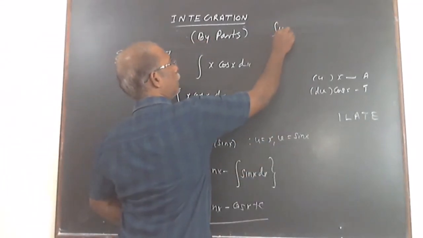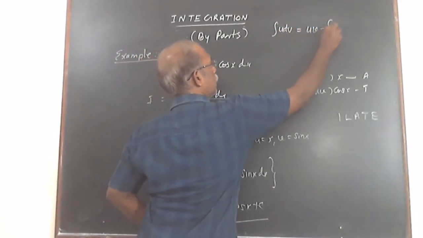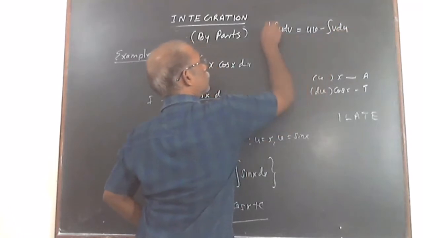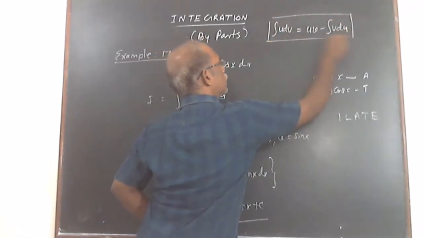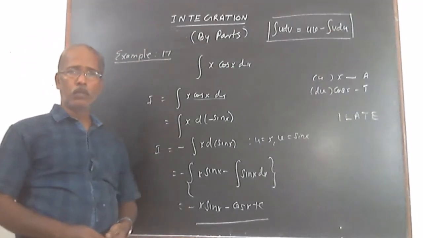Integral of u dv is uv minus integral of v du. So this is known as integration by parts. Okay, copy it. We'll go to the next question.